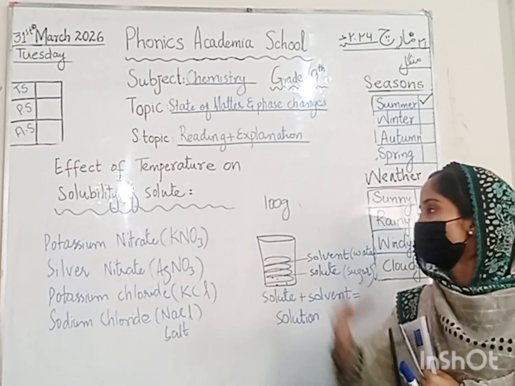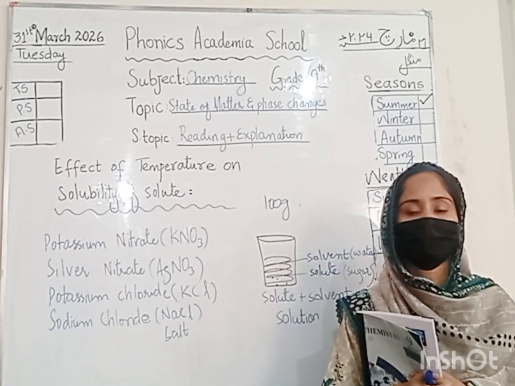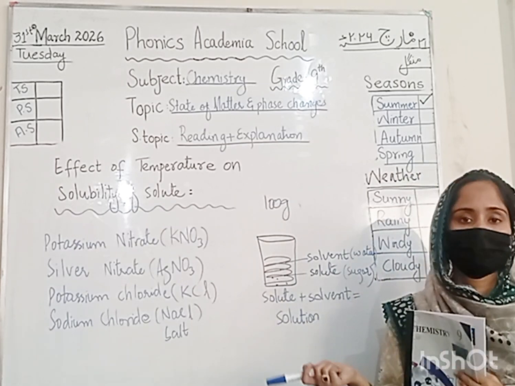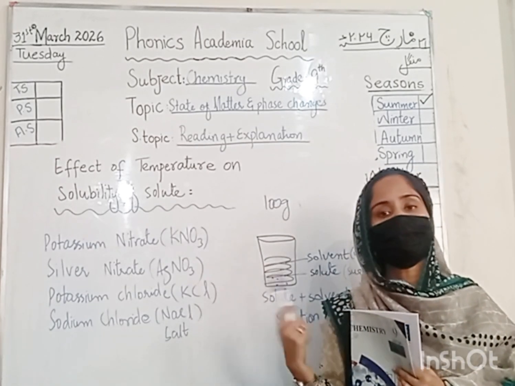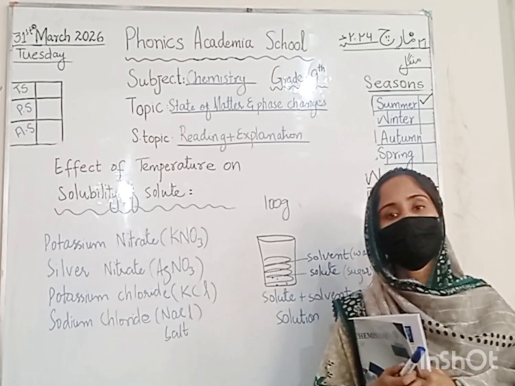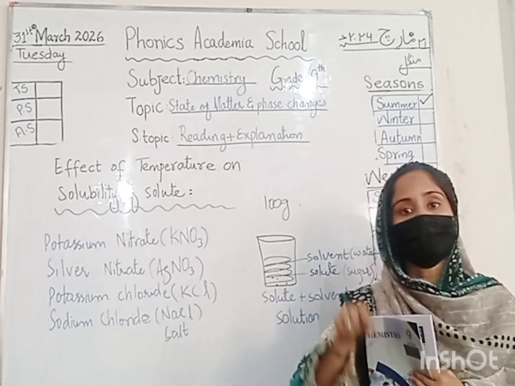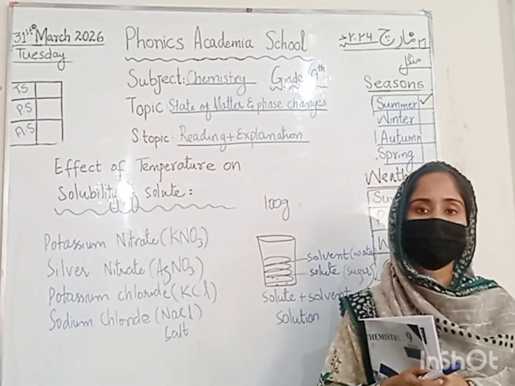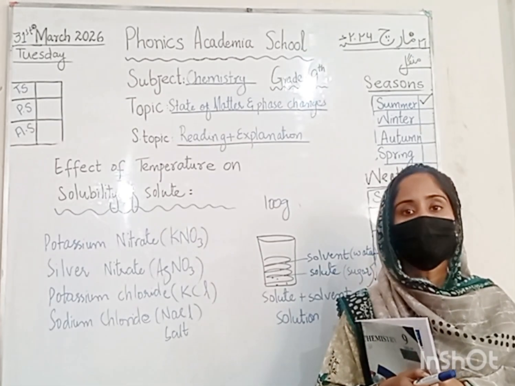So I have told you about solubility, the amount of solute dissolved in 100 grams of solvent, and I have told you how the solution is formed. Solute plus solvent equals solution. Solute is the thing that will get dissolved, and the solvent is that in which the solute will get dissolved. I hope you understood it.